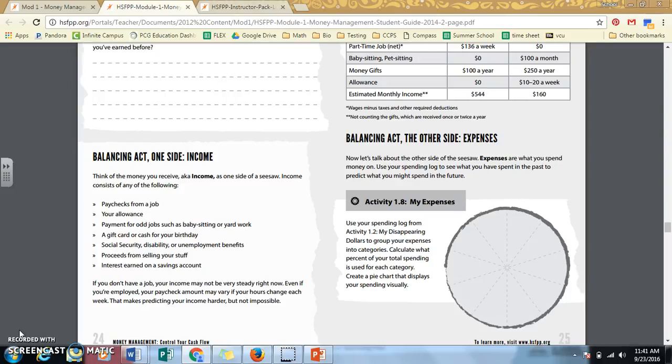For me personally, my biggest category is the fixed expense. Most of the money that I make goes towards my fixed expenses for my rent, my car bill, my cell phone bill, and insurance.